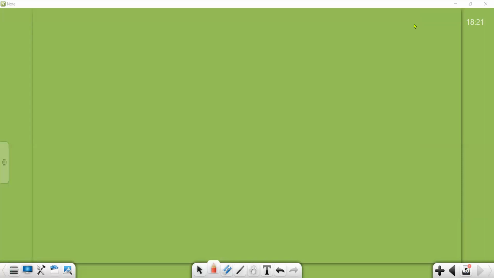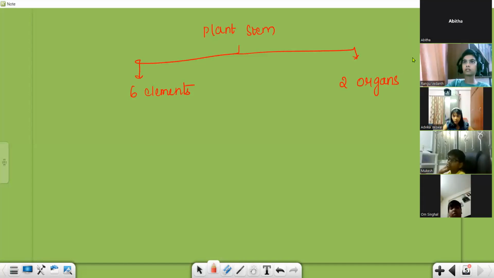So next, if you see the parts of stem, generally parts of stem consists of 8 distinct parts, containing 6 elements and 2 organs. So what are those elements? We have already discussed in the diagram of a plant.